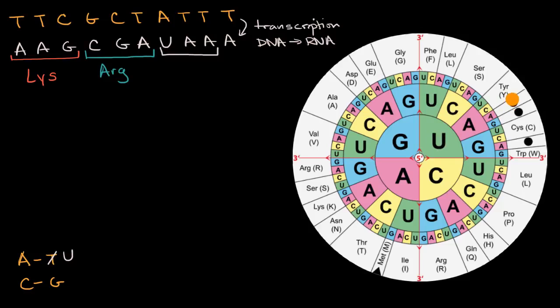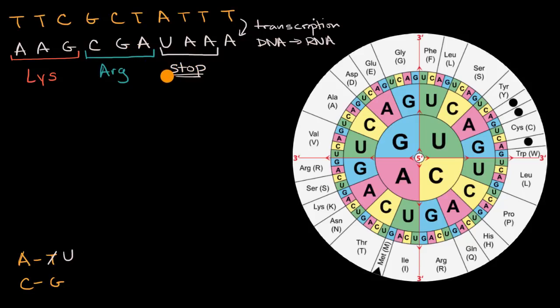UAA. Well, here they have this little black circular dot. What does that mean? Well, that means stop codon. And sometimes they'll just write the word stop there. So this is stop. There is not an amino acid called stop. This actually signals to, and this is happening at a ribosome, this is signaling for the translation process to stop. This is the end of our amino acid chain, of our polypeptide chain. And so we will stop right over there.